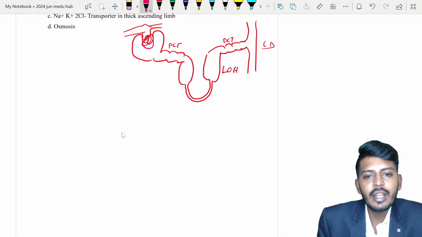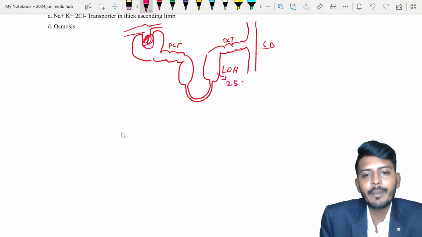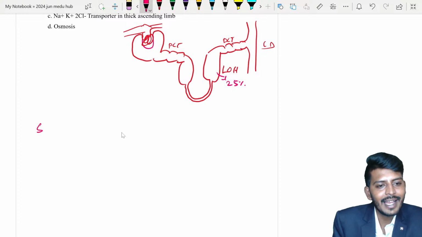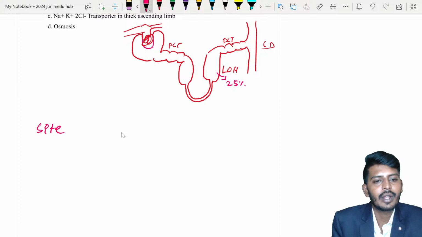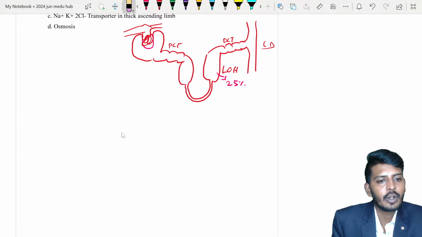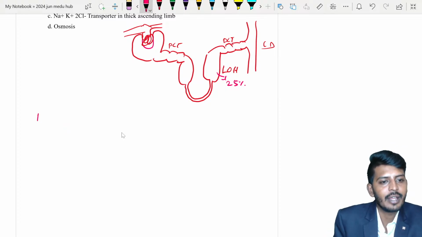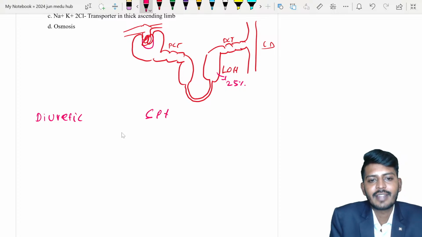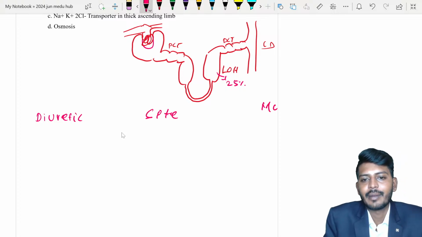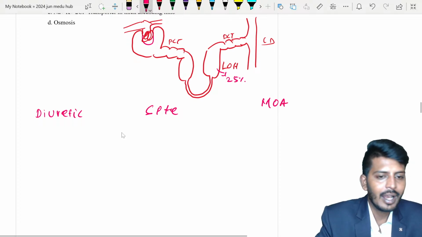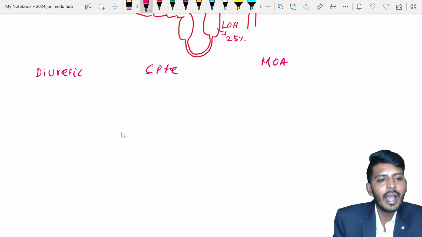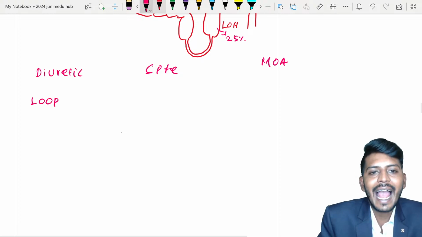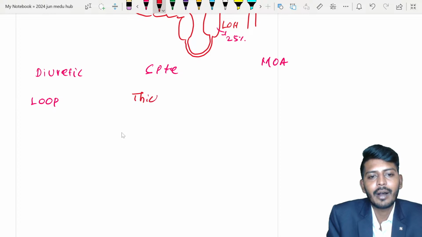Okay, so in the loop of Henle, about 25% of the sodium is reabsorbed. Okay, first let's write the group, which diuretic, and where it acts: site and mechanism of action. Okay, let's talk about one by one. You have your loop diuretic. Loop diuretic acts in the thick ascending limb of loop of Henle.